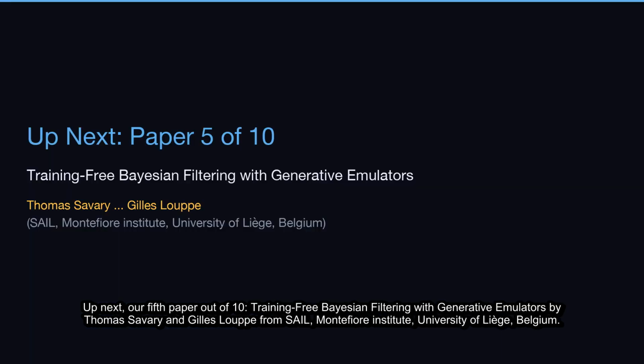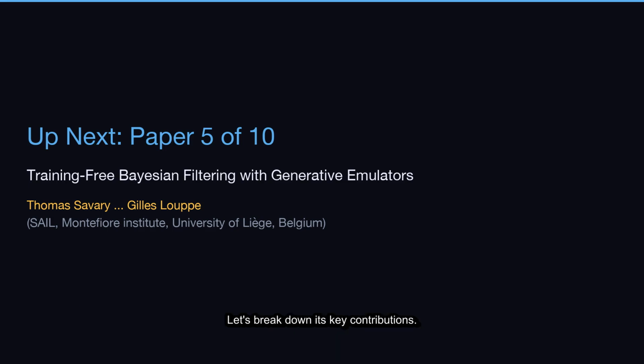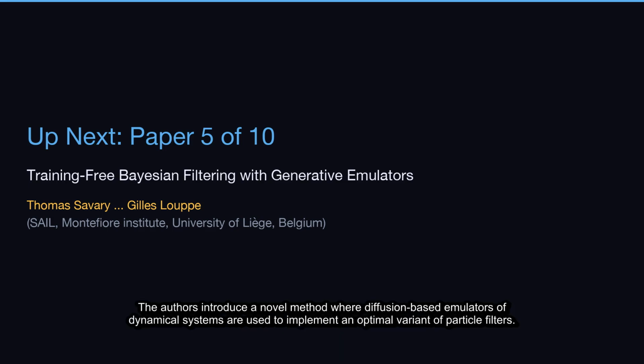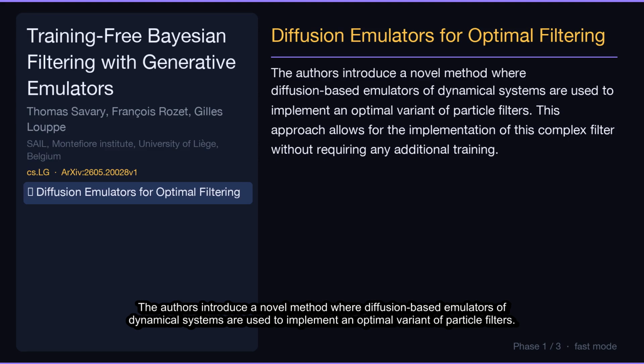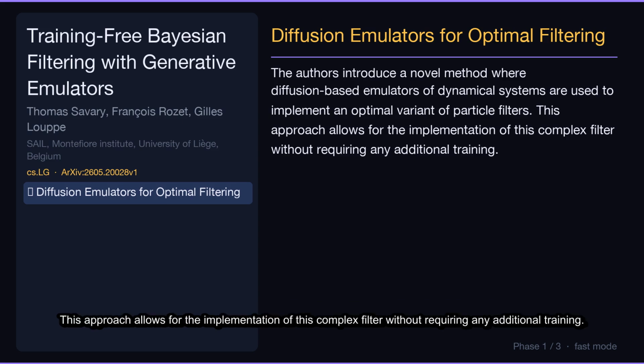Up next, our 5th paper out of 10. Training-free Bayesian filtering with generative emulators by Thomas Savary and Gilles Loup from SAIL, Montefiore Institute, University of Liège, Belgium. Let's break down its key contributions. The authors introduce a novel method where diffusion-based emulators of dynamical systems are used to implement an optimal variant of particle filters. This approach allows for the implementation of this complex filter without requiring any additional training.